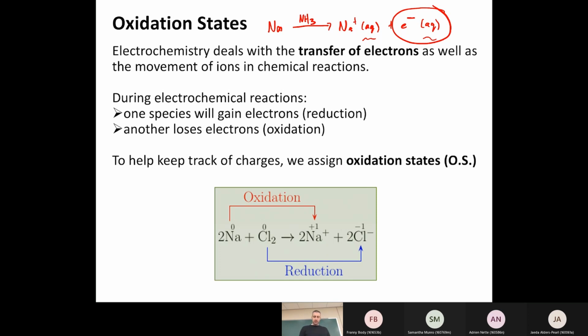When something gains an electron, we call that reduction. And when something loses an electron, we call that oxidation. So to make this easier, what we do is we take all of the atoms involved in the reaction and we assign to these oxidation numbers. Sometimes we call these oxidation states, but I'm going to call them oxidation numbers.